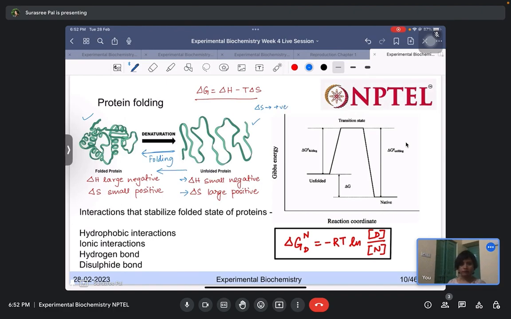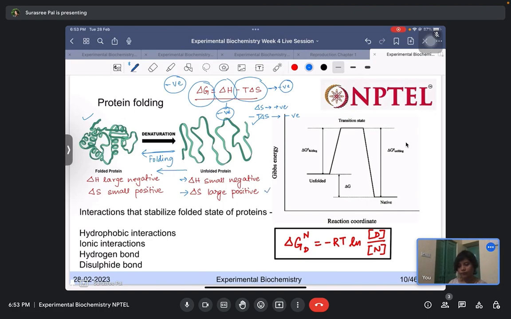If del S is positive, then minus T del S will be negative. Now the enthalpy changes from small negative to large negative, so the change in enthalpy, delta H, will also be negative. If minus T del S is negative and del H is also negative, then obviously del G will also be negative. And since del G is negative, the process is thermodynamically feasible, right?